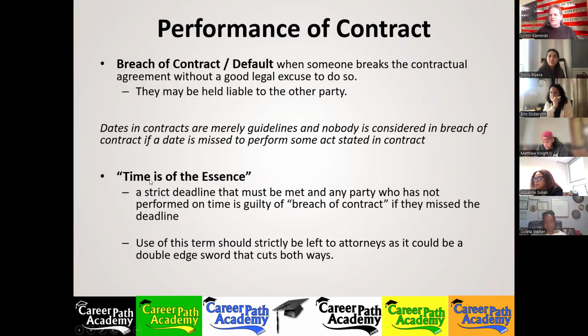Okay, so that term, add it to your definition list. You need to know what default or breach of contract is. It's when you broke a contract without having a good legal excuse to do so. However, those dates in contracts are merely guidelines. They're not deadlines. But time of the essence is a strict deadline that must be met. Otherwise, the contract will automatically be killed.